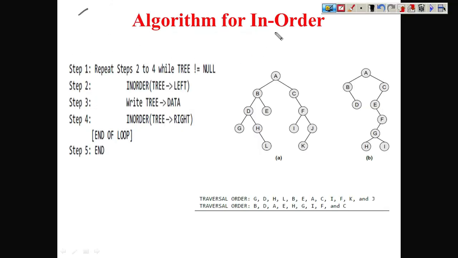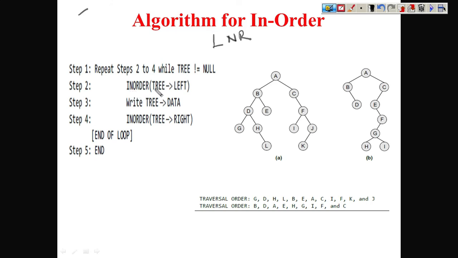So this is the algorithm for in-order traversal. This is again written recursively. Here you can see that it's very similar to the pre-order. The only thing we have to keep in mind is that we have to change this order: left, node, right. So we have to keep on doing these steps until we access all the nodes, or you can say until the tree is not equal to null.